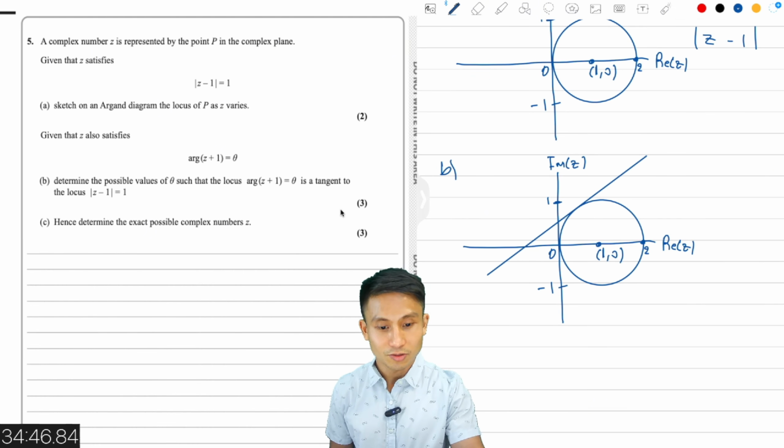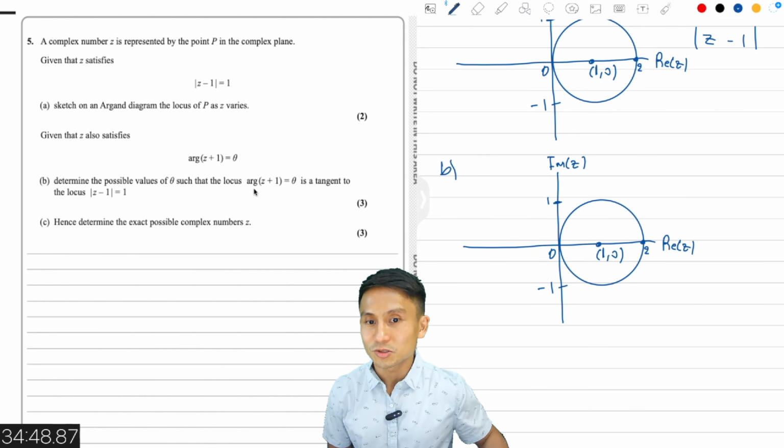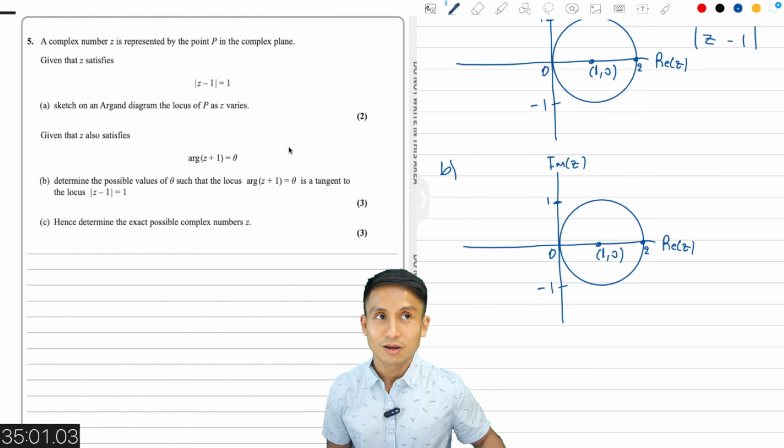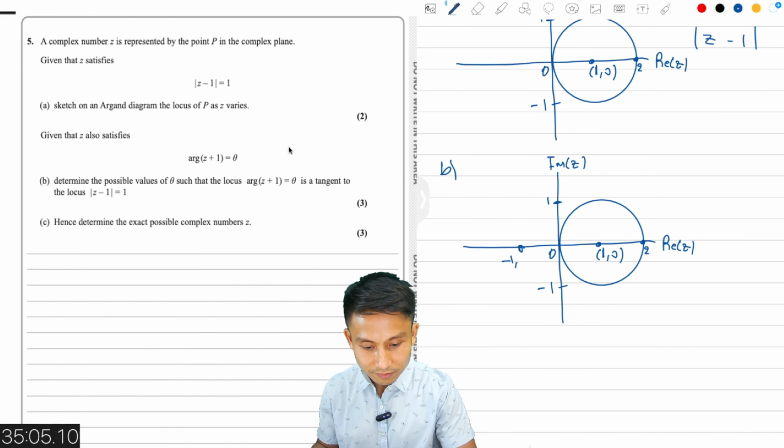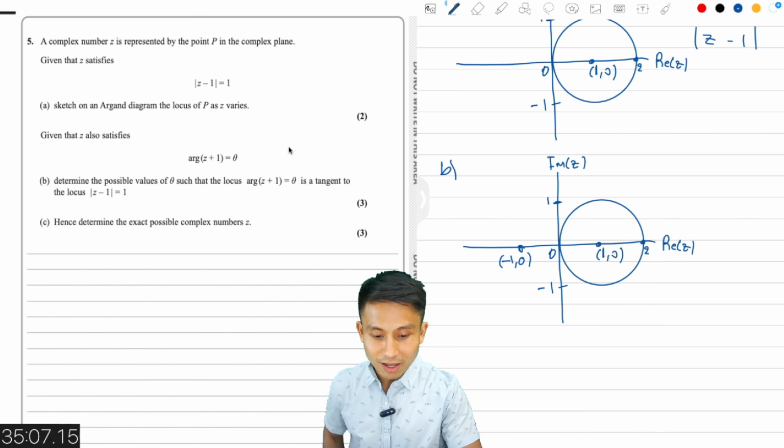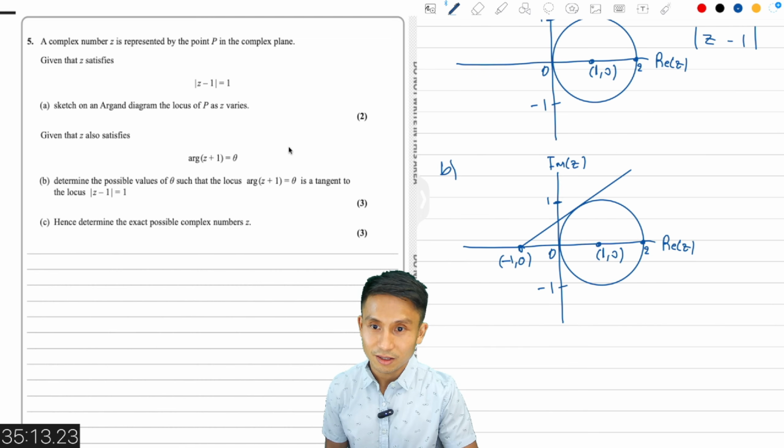Oh no, it's also z plus 1. So this is from the point (-1, 0). Just the same concept when you have a z minus something or z plus something in the argument. So this is in reference to the point (-1, 0), which is here. And we have a half line from that point, like that.